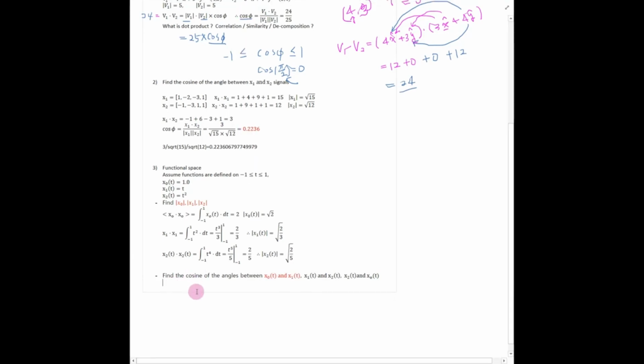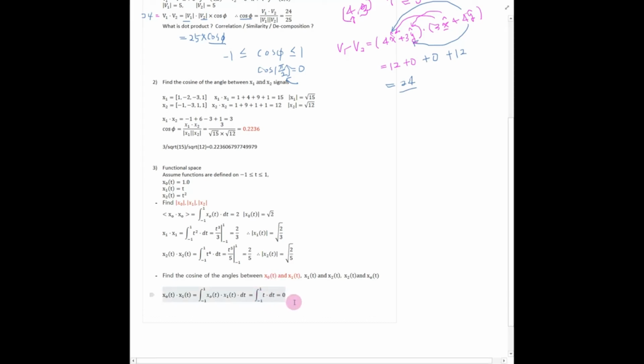To find the angle, I have to take the dot product of x0(t) and x1(t). That is the integration from minus 1 to 1. x0 is 1, and x1(t) is t. So the integrand is just t. This one is obviously 0 because it is an odd function.